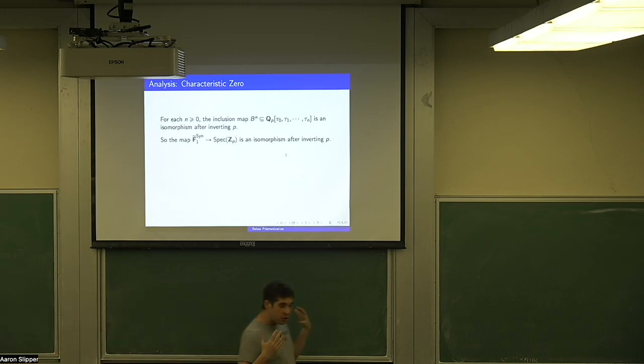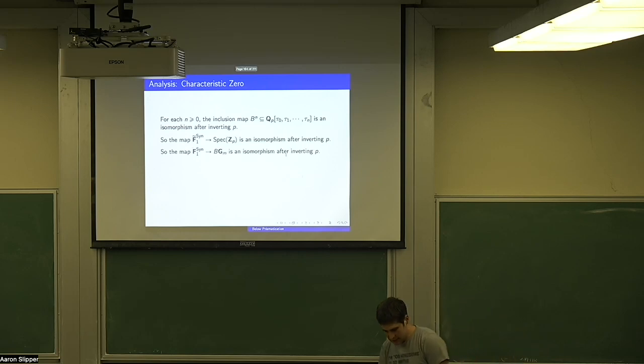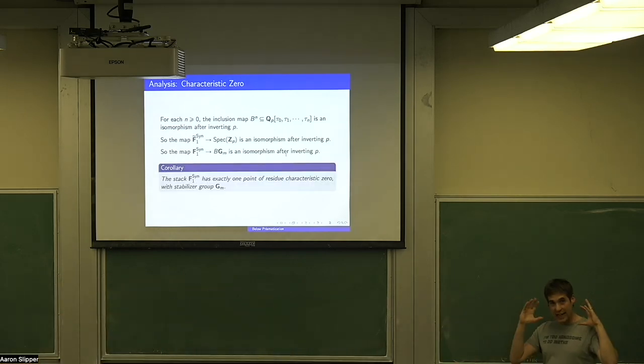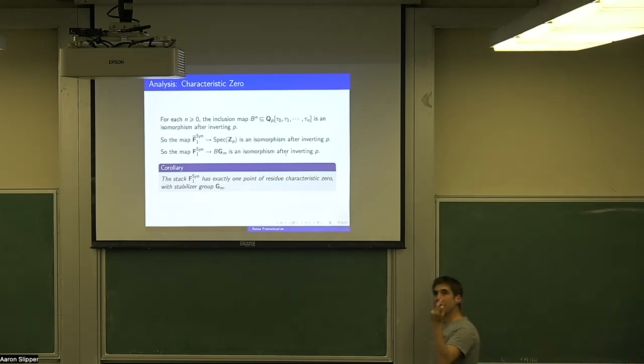And when you form the quotient, you just get a point, which in this case means Spec Q_p, because it happens only rationally. So the map from F1 sin to Spec Z_p is not an isomorphism, but it is an isomorphism after inverting p. When you quotient by G_m, this line bundle O(1) classifies a map to BG_m that becomes an isomorphism after inverting p. So that tells you what the stack is in characteristic 0. There's only one characteristic 0 point of this stack, and the stabilizer group of that point is G_m.